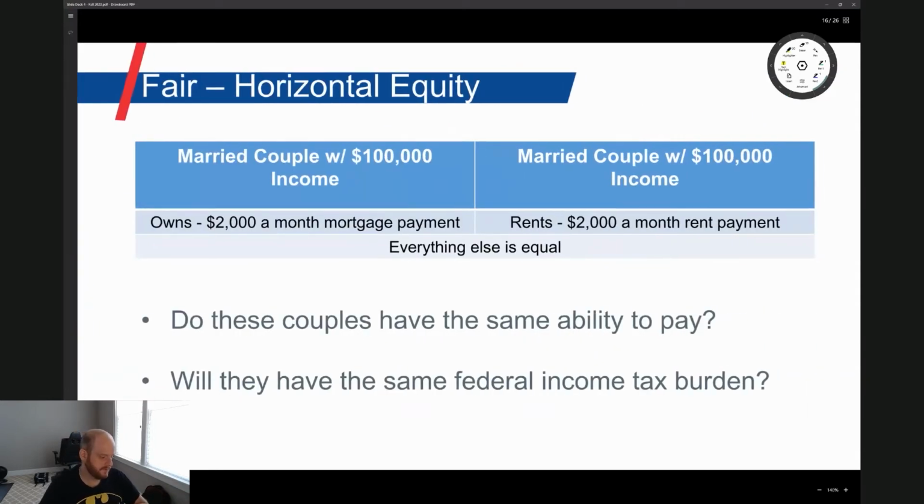Now here's another situation. We have two couples, both married, with $100,000 of income. The couple on the left own a house, so there's a $2,000 mortgage payment. The couple on the right rent, so there's a $2,000 a month rental payment. Everything else is equal. So do these couples have the same ability to pay? Since everything else is equal, it might seem like, yes, they do have a similar ability to pay.